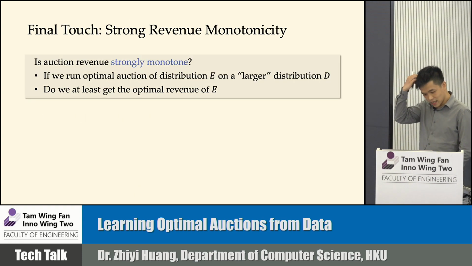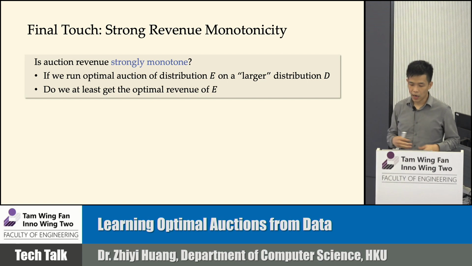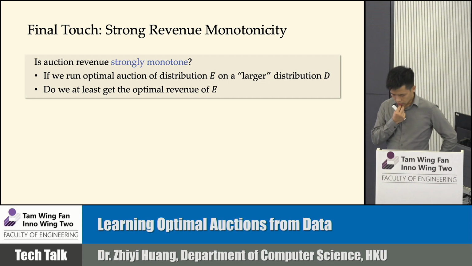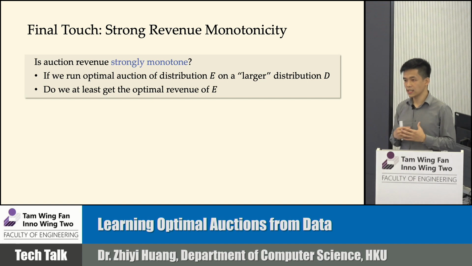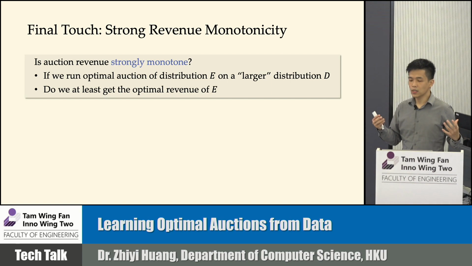Okay, this is the last slide, basically the final touch that will complete the picture of this whole theory for learning optimal auction from data. So if we take a step back and think about what we're doing, from data, we construct some kind of empirical distribution, and we're going to choose the optimal auction according to that empirical distribution, right? And then we know that the true distribution is in some sense close to the empirical distribution, but not quite. So in essence, we're saying, what if I run the optimal auction of some distribution on some similar but not exactly the same distribution? How much error do I get out of here?